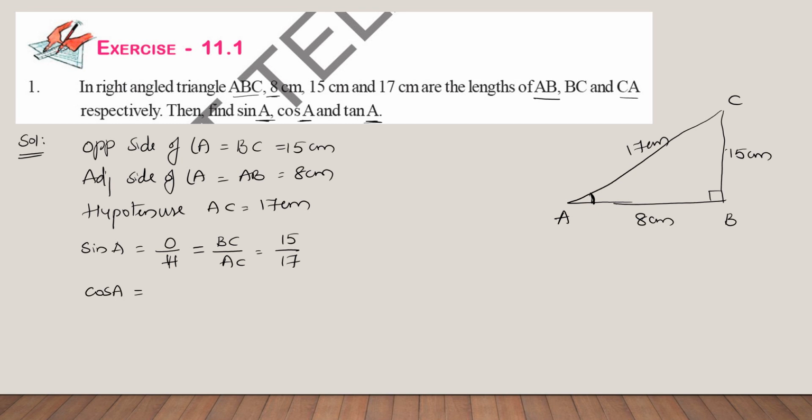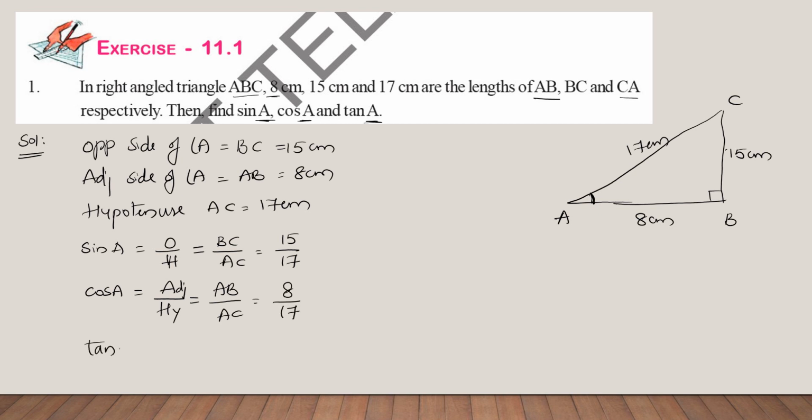Next, coming to cos A. What is the definition of cos A? Cos A is nothing but adjacent by hypotenuse. So what is adjacent here? Adjacent is AB, by hypotenuse AC. So when I substitute the values, it gives me 8 by 17.